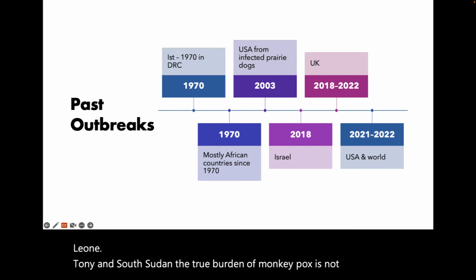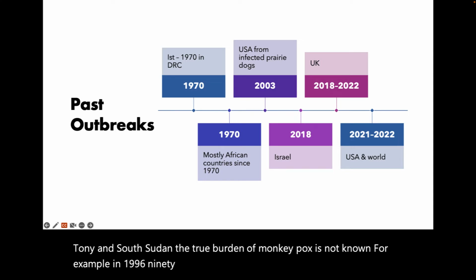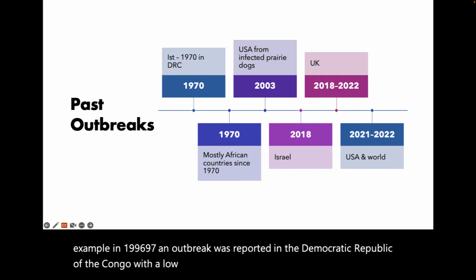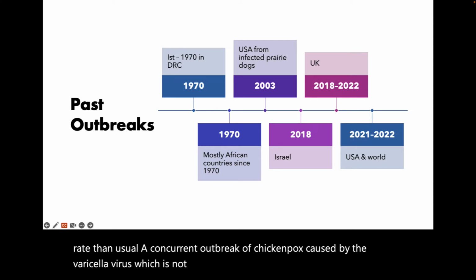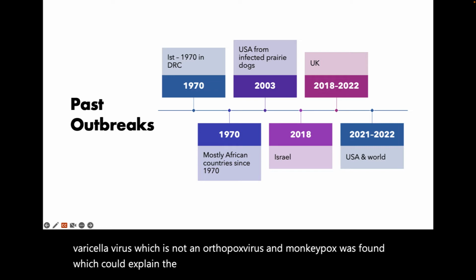For example, in 1996-97, an outbreak was reported in the Democratic Republic of the Congo with a lower case fatality ratio and a higher attack rate than usual. A concurrent outbreak of chickenpox caused by the varicella virus, which is not an orthopox virus, and monkeypox was found, which could explain the real or apparent changes in transmission dynamics in this case.